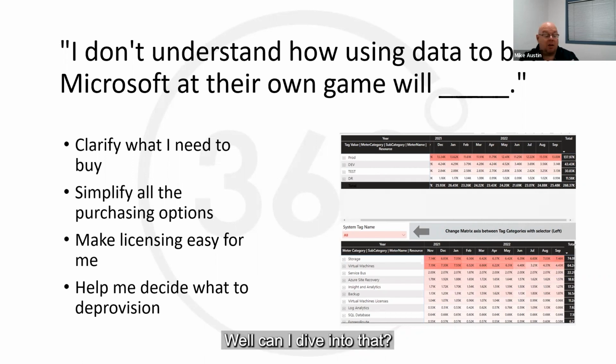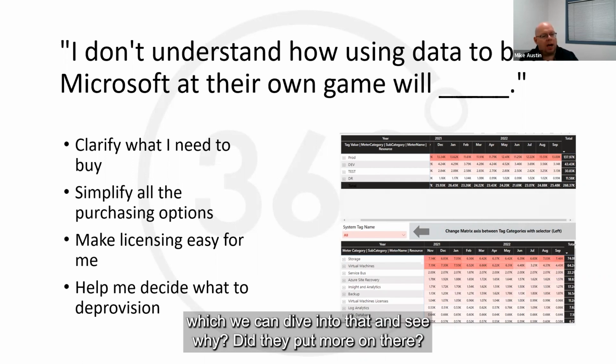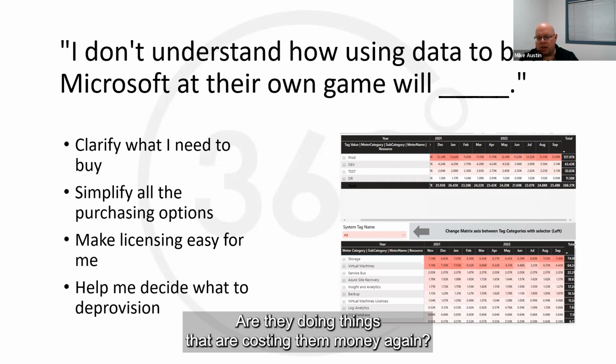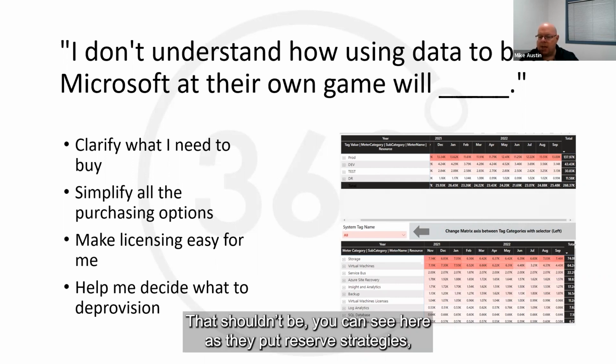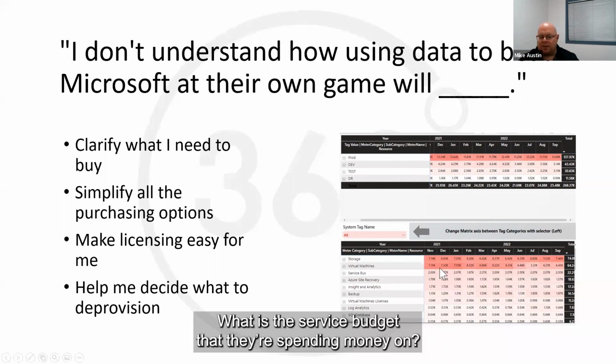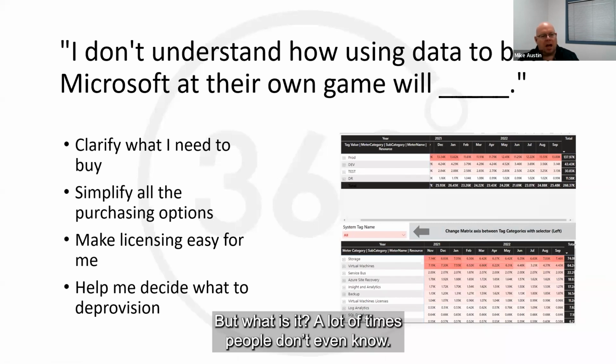Well, can I dive into that? We can dive into that and see why. Did they put more on there? Are they doing things that are costing them money again that shouldn't be? You can see here as they put reserve strategies in, they went from 7K a month on VMs to 4K a month. What is the service bus that they're spending money on? It's pretty consistent, but what is it? A lot of times people don't even know.